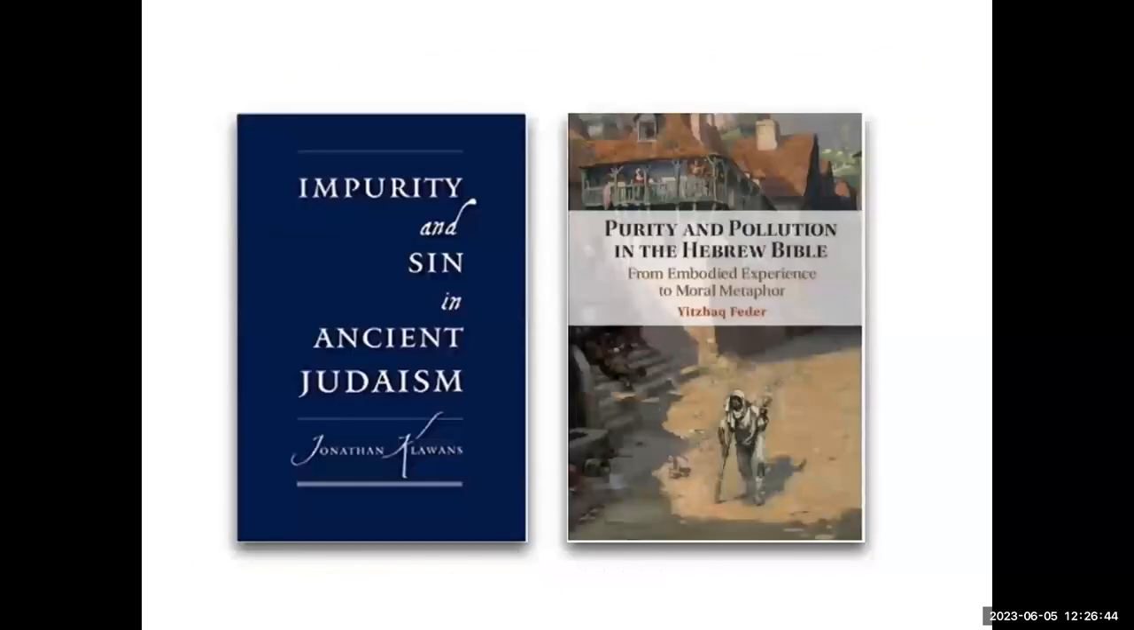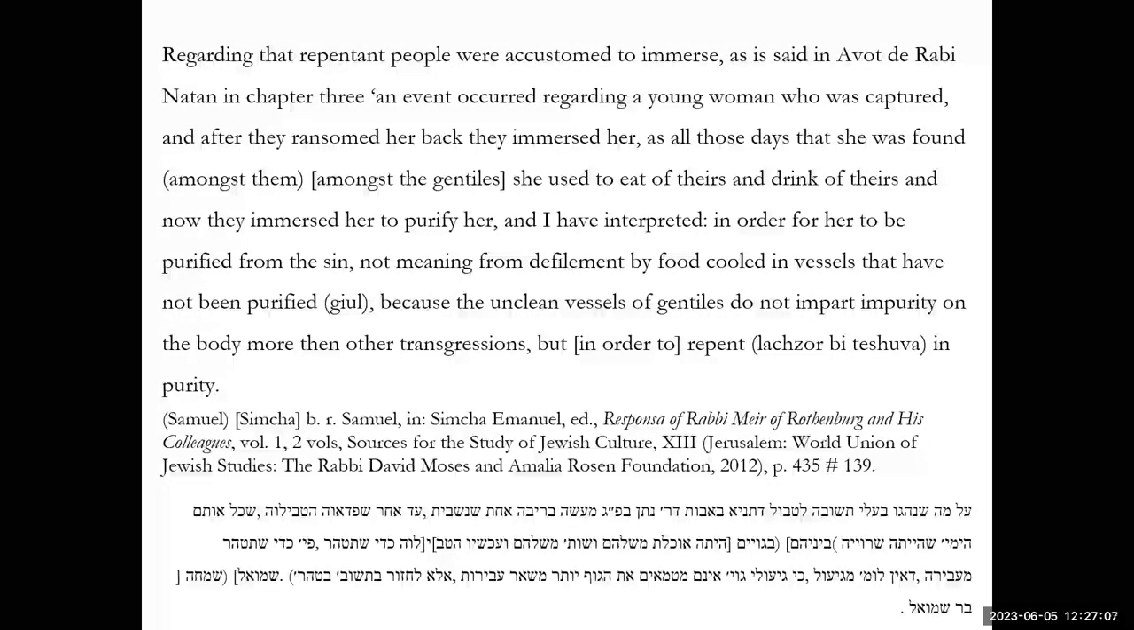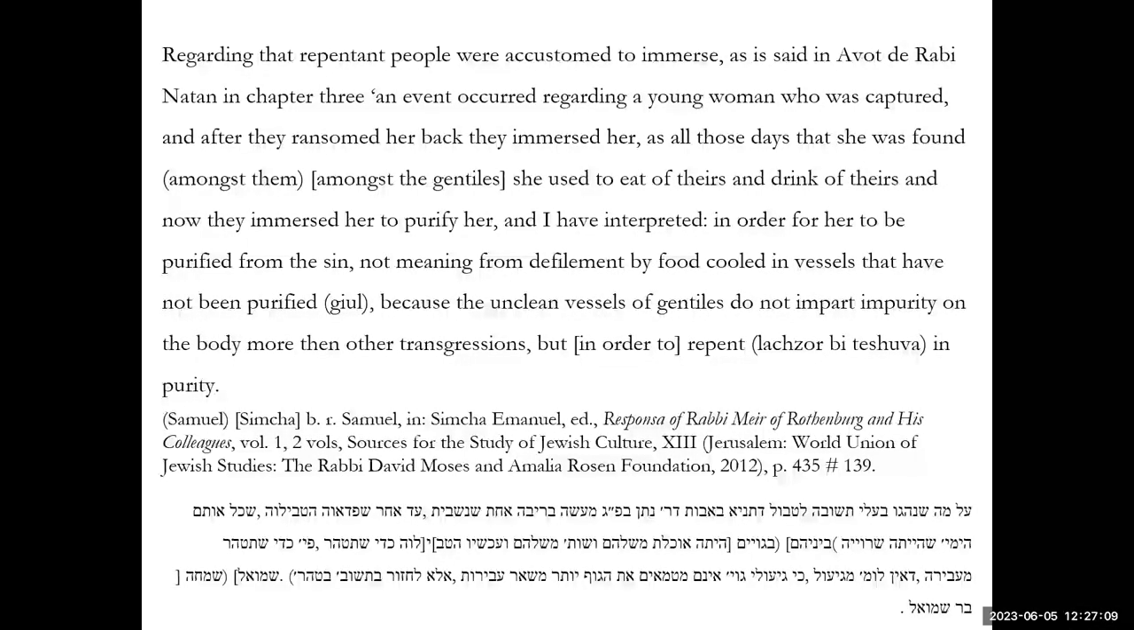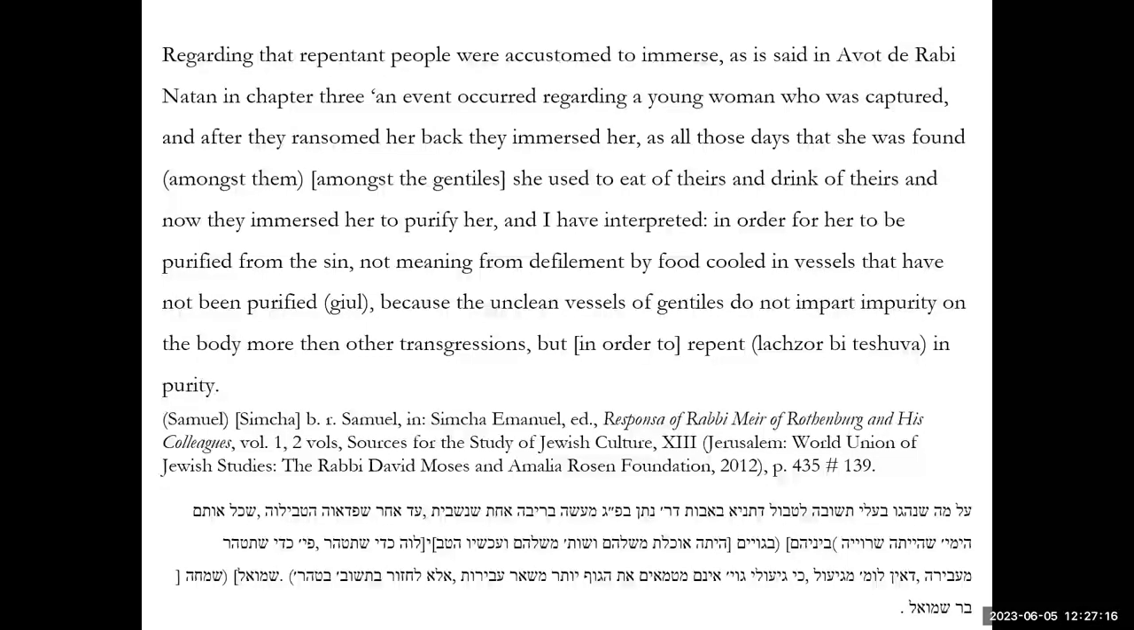Sin had already been associated with impurity in late antiquity. In the High Middle Ages, some rabbis who prescribed immersions for returnees asked what sin specifically needed washing away. This is something I'm grappling with a lot, this issue of sin and immersion. Regarding these repentant people who were accustomed to immerse, as is said in Avot de-Rabbi Natan, a late antique text, in chapter 3, and this is quoted in many Tosafist responsa regarding the question of re-Judaizing. An event occurred, and this is the quotation, so that's why I marked it out. He's quoting from Avot de-Rabbi Natan.